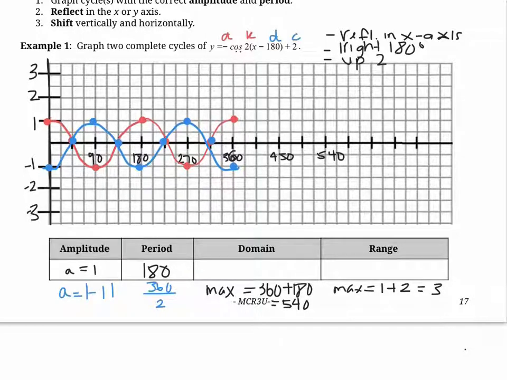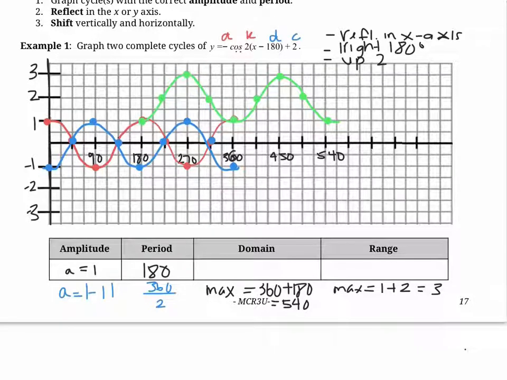So I'm going to use green. I'm going to move this guy 180 degrees to the right. So 360 plus 180 is going to be 540. And then we got to move it up 2 units, and each unit is 2 squares. So we're going to move it up 1 and then up 2, and our final point is going to be right here at 540 and 1. So let's continue that for all the rest of the blue points.